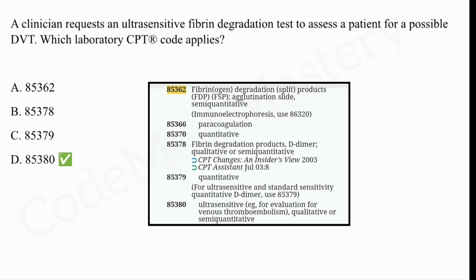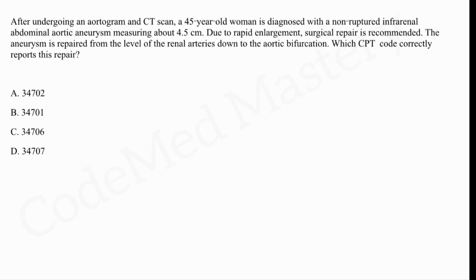And 85378, it is D-dimer qualitative, but it is not ultra-sensitive. In the question, ultra-sensitive is mentioned. So, 85378 is wrong. And 85379 is for D-dimer quantitative, okay, but it is not ultra-sensitive. In the question, they have clearly mentioned ultra-sensitive. So, we have to code 85380. Next question.